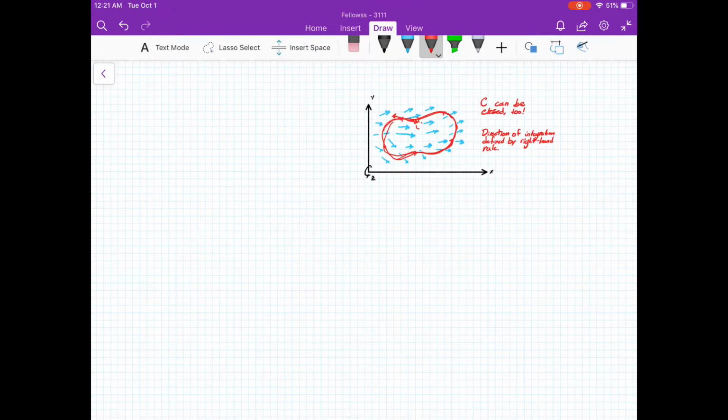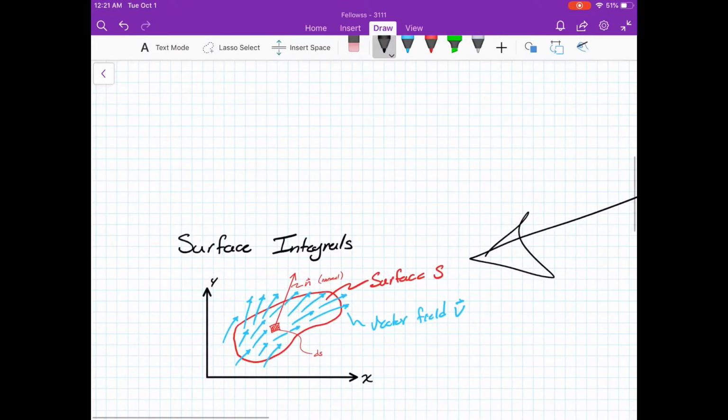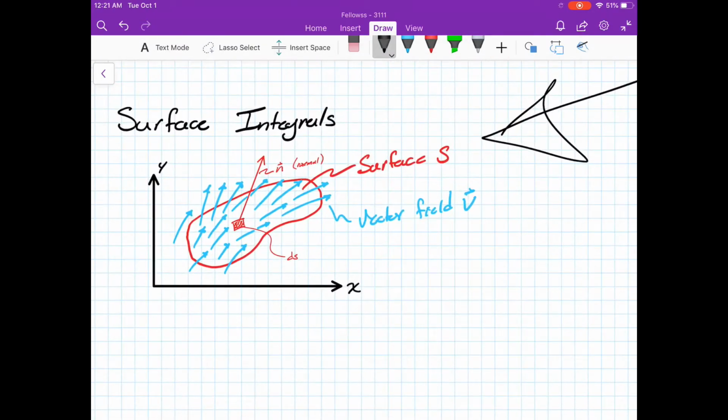Now we can take this a step further, and, don't look at that other picture yet, it's not ready, we can look at surface integrals.